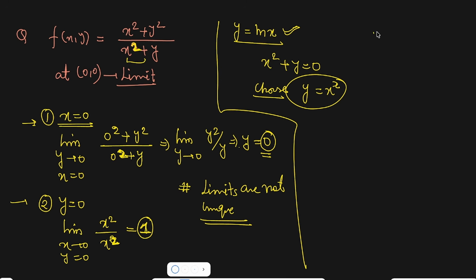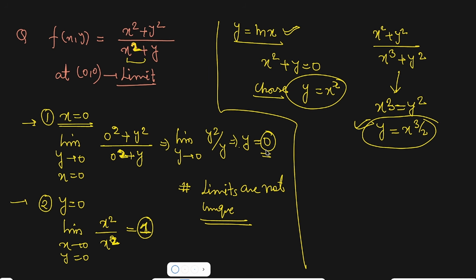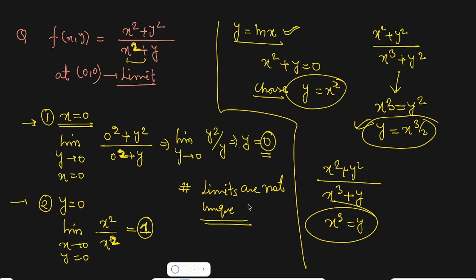If you have a denominator like this, let's say x square plus y square upon x cube plus y square, then you can choose the path where you put x cube is equals to y square. Then y is equals to x power 3 by 2. You can choose this path also. I'm giving you the trick to choose the path. If you have x square plus y square upon x cube plus y, then you can choose the path y is equals to this.